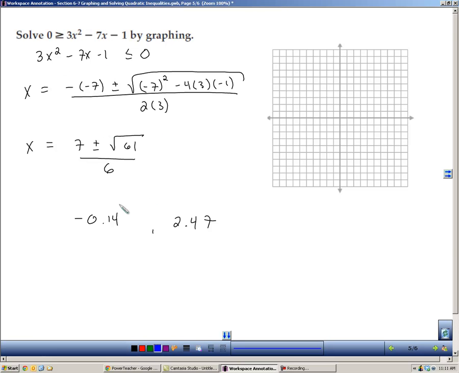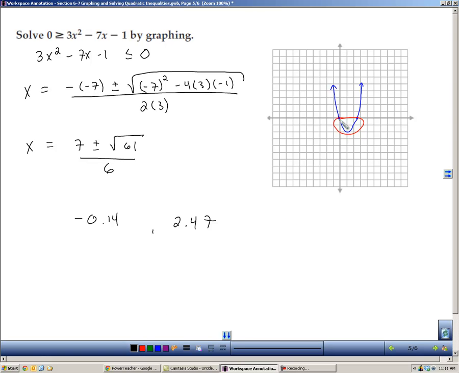Now I'm going to go over here to my graph. That's almost just barely to the left of 0, and then 2.47 is about halfway between 2 and 3. So let's think of a sketch here. Because the a value is positive, I know my parabola is opening up. So here's my sketch. And now to determine the solution, I have to say I want all the values that are smaller than 0, which means I want all the stuff that's below the line.